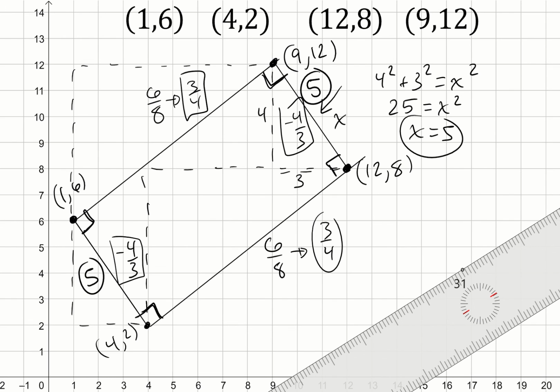This side is 5 units long. So my opposite sides are parallel. My opposite sides are congruent. Yeah, this is a rectangle. I could go one more step.